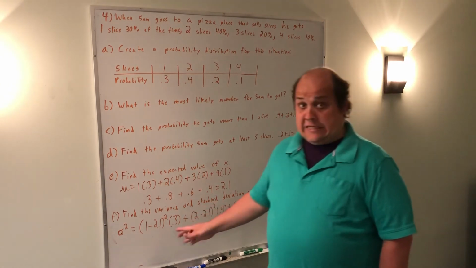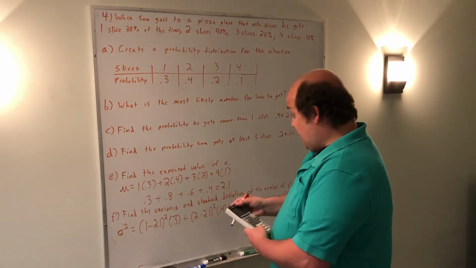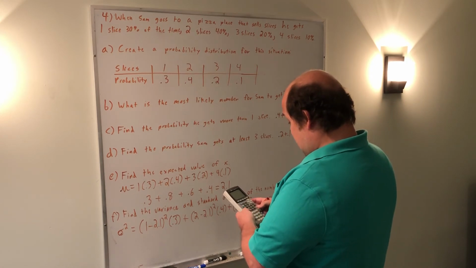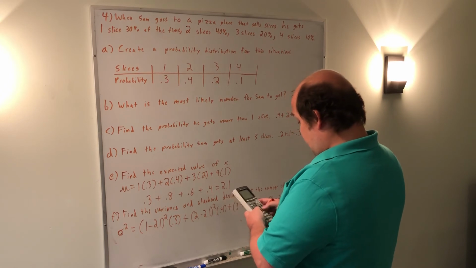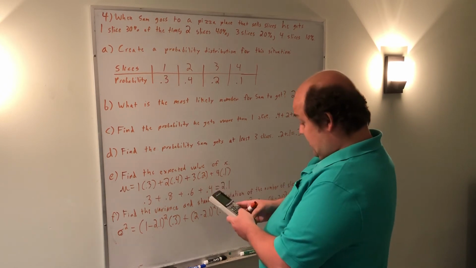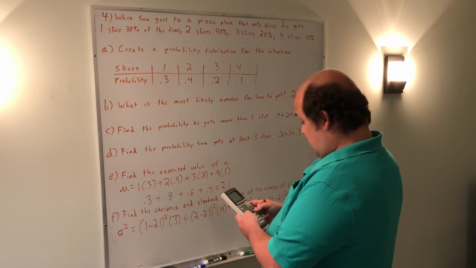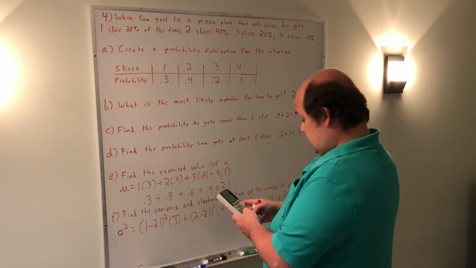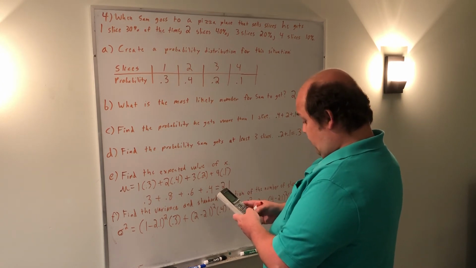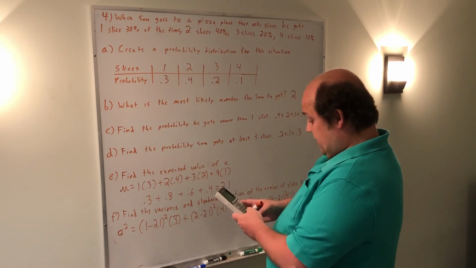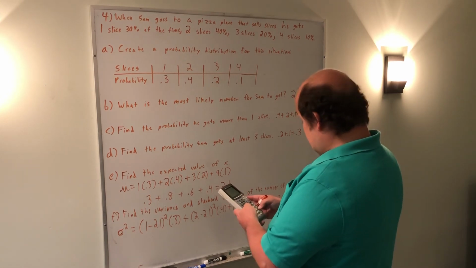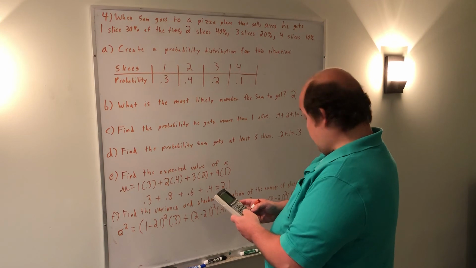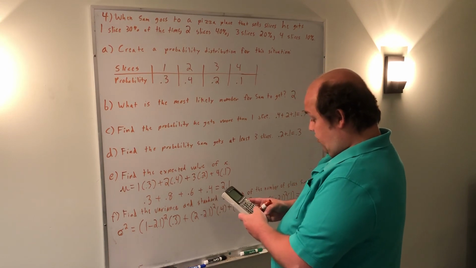For this one, it's not going to be easy for me to do some of these in my head, so I'm just going to put it all in as one big calculation. Parentheses 1 minus 2.1 and parentheses squared, parentheses 0.3 and parentheses plus, parentheses 2 minus 2.1 and parentheses squared, parentheses 0.4 and parentheses, plus parentheses 3 minus 2.1 and parentheses squared, parentheses 0.2 and parentheses, plus parentheses 4 minus 2.1, end parentheses squared, parentheses 0.1, end parentheses.